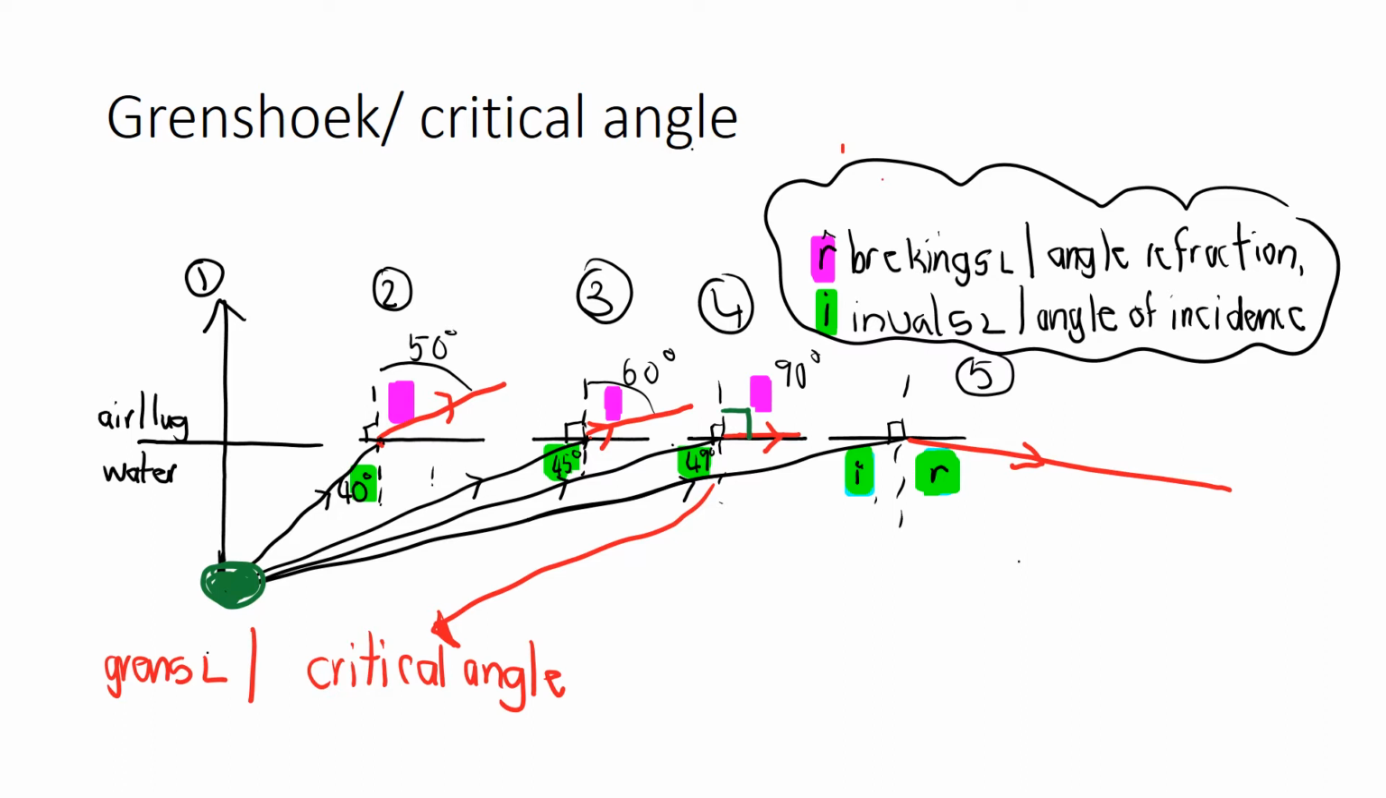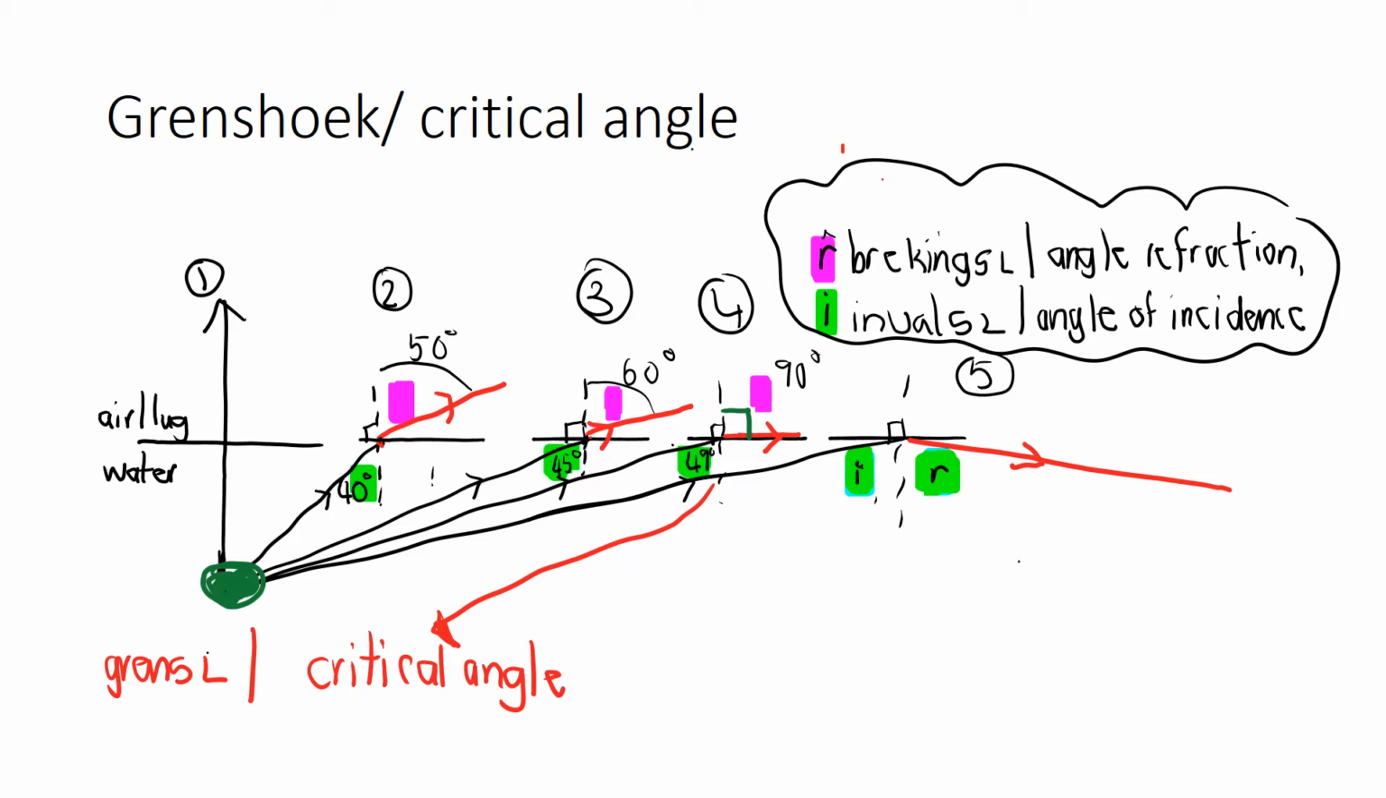In sketch 4, I have an angle of 49, and what happens there? I have an angle of refraction of 90 degrees. Can you see that the arrow is parallel to the surface? Die ligstraal loop dan parallel aan die oppervlakte. Vir water is hierdie 49 grade 'n spesifieke invalshoek en hy het 'n brekingshoek van 90 grade tot gevolg.